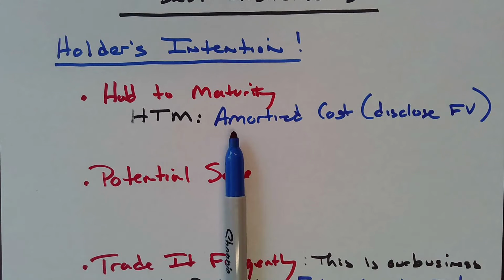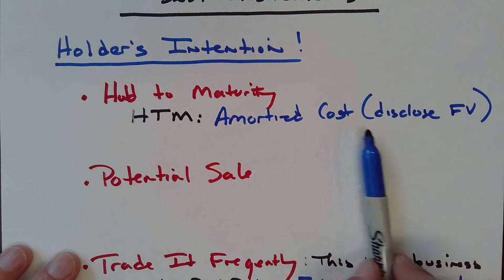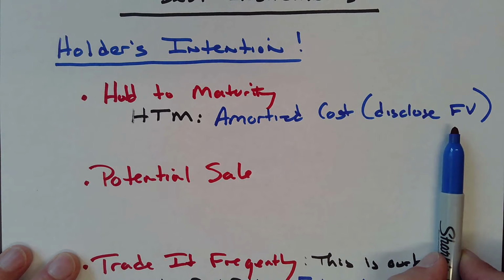When I get the interest payments, I'm going to recognize the interest payments. And that's it. That's the only income I'm going to recognize on this thing, is when I get interest payments or I have to amortize off any discounts or premiums and that kind of stuff. But the fair value is only disclosed.